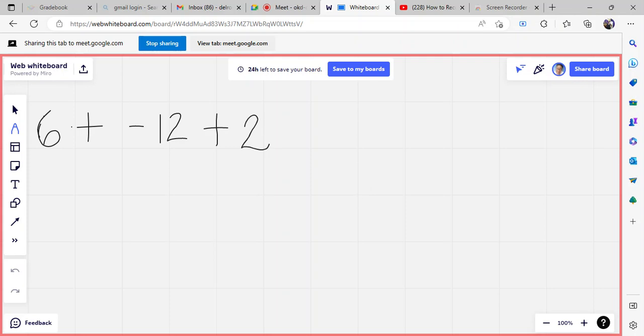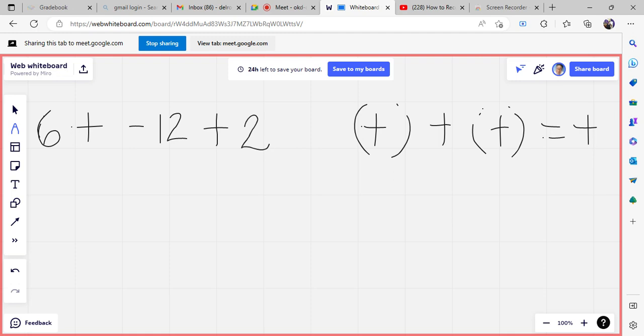So this is the integer problem that we actually have. We have 6 plus negative 12 plus 2. And I am going to show you the rules concerning the operation. So just look at the rules here. A positive number plus another positive number, let's put those in brackets, is going to equal a positive answer. All right, so that's the addition rules that we're looking at, and that's the first one.